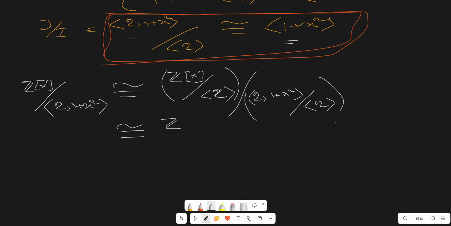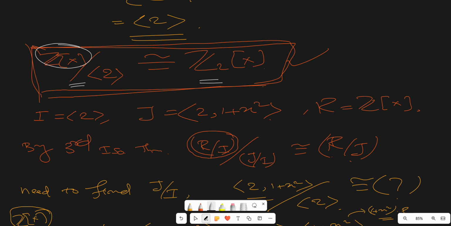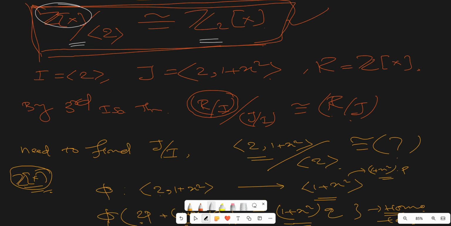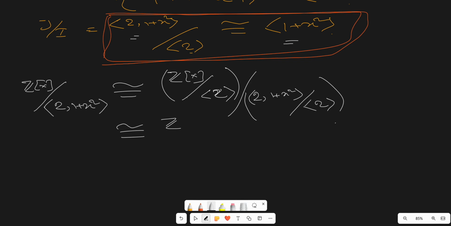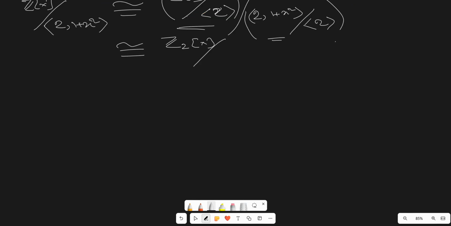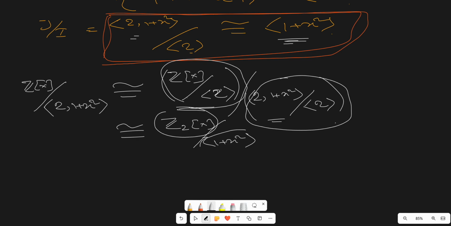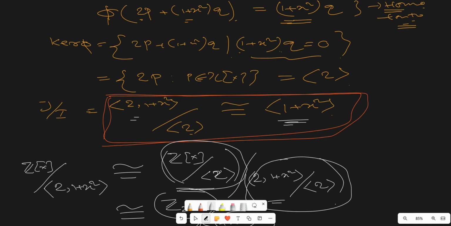So is there any zx? Not zx, actually, z2x. The ideal generated by 2 is z2x. This is actually z2x, and this is isomorphic to 1 plus x square. See, this element is isomorphic to this, and this is isomorphic to this. Can you see? We have just proved that.